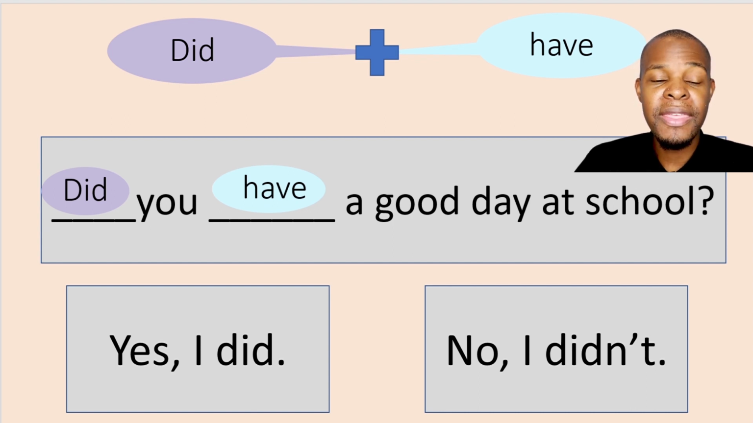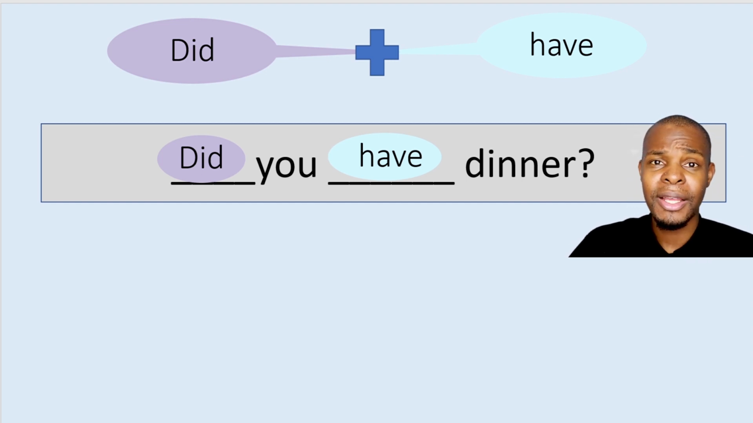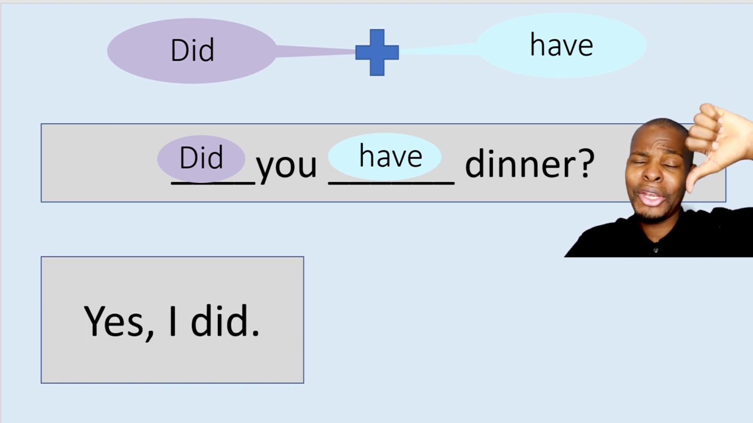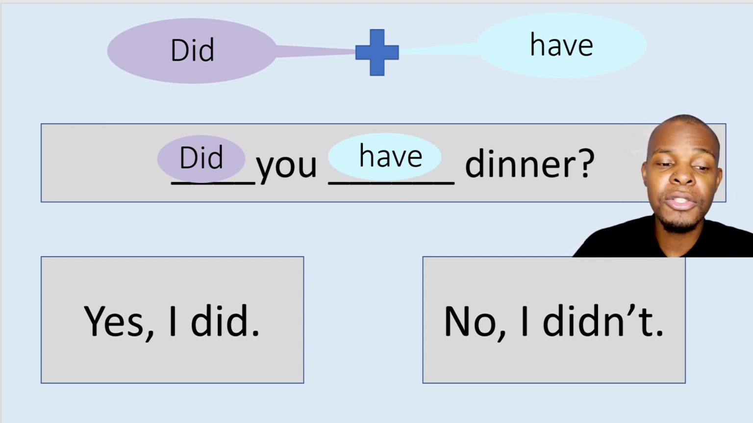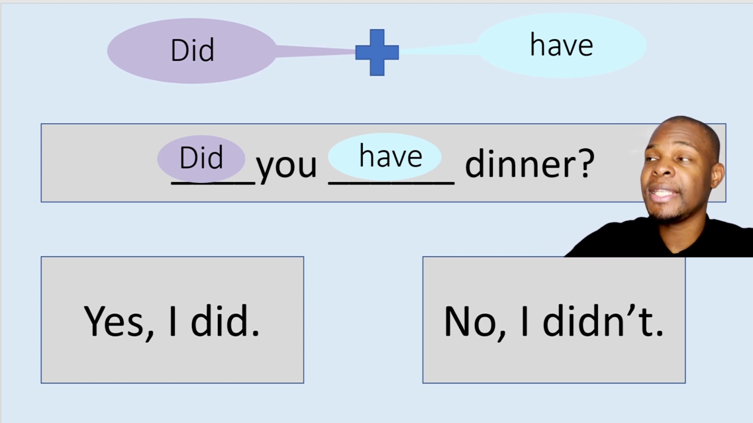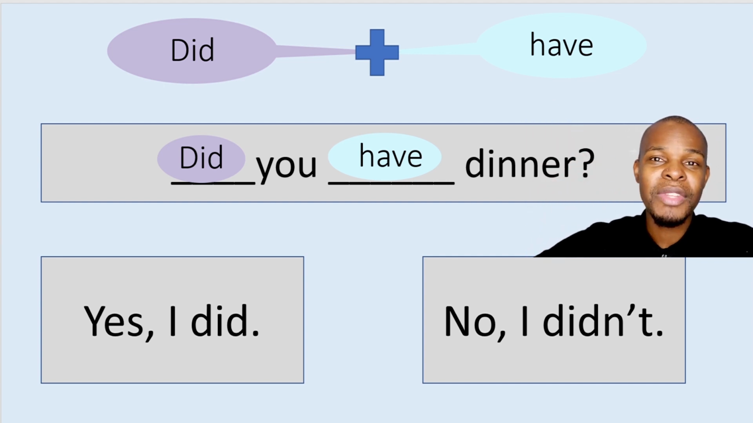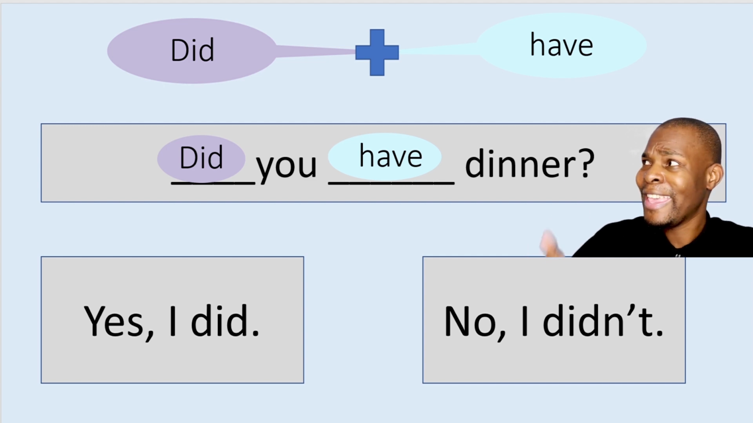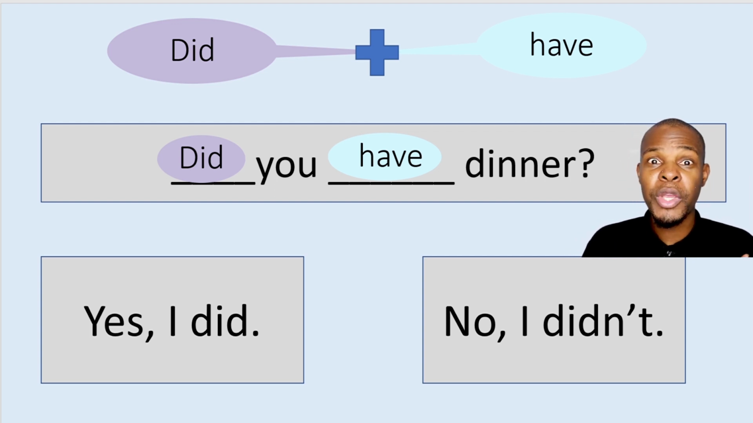Alright, so now let's look at another example. If I ask you, did you have dinner? You will say, yes, I did. No, I didn't. I was hungry. Every time somebody asks you a question using did, the answer is yes or no. Did you play with Teacher T? Yes, I did. Did you give Teacher T 1 million baht? No, I didn't. Did she cry for my food? Yes, she did. Did they fight? Yes, they did. Did we cry? No, we didn't. So with did, you answer with yes or no.